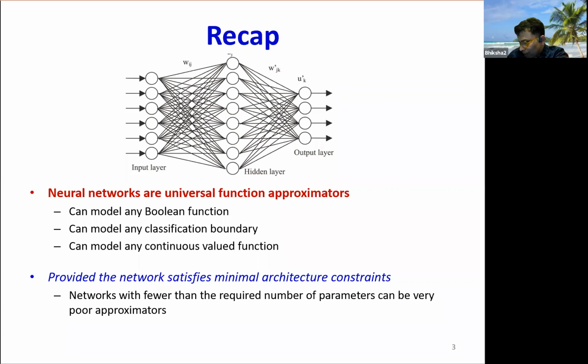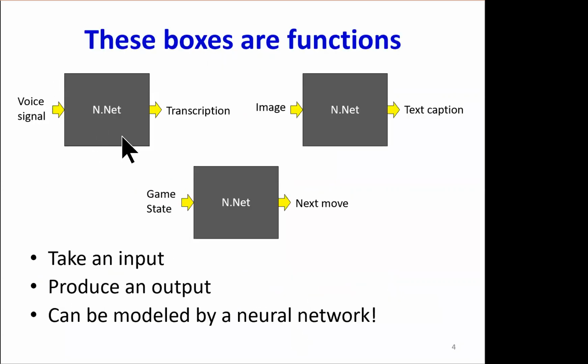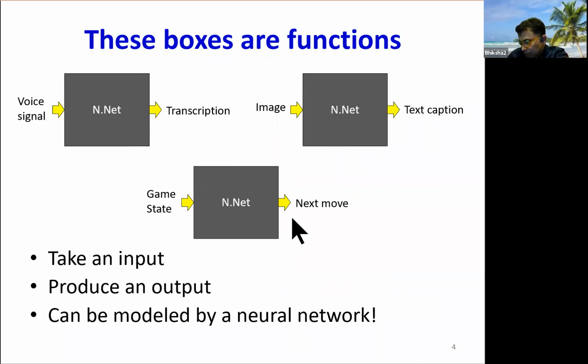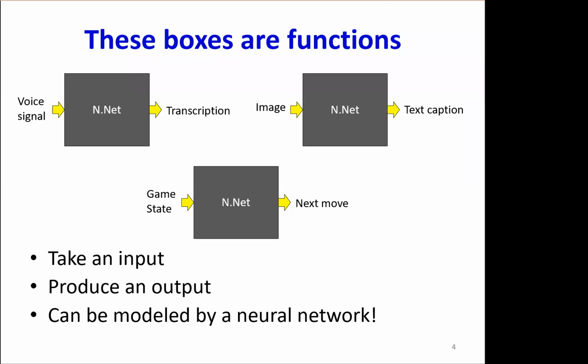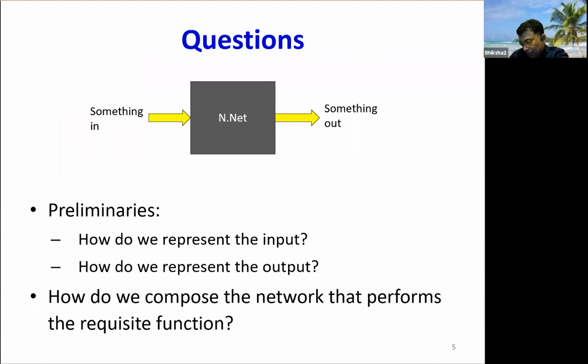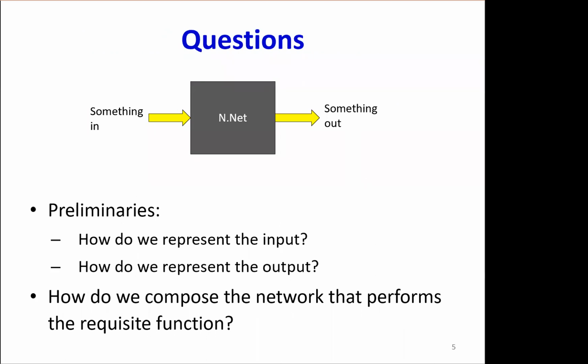So anyway, going back to our problem, when we looked at all of the various tasks, whether it was speech recognition, image captioning, playing games, all of these were boxes which took some input and computed some output. And these boxes are basically functions. And these, therefore, can be modeled by neural networks, because neural networks are universal approximators.